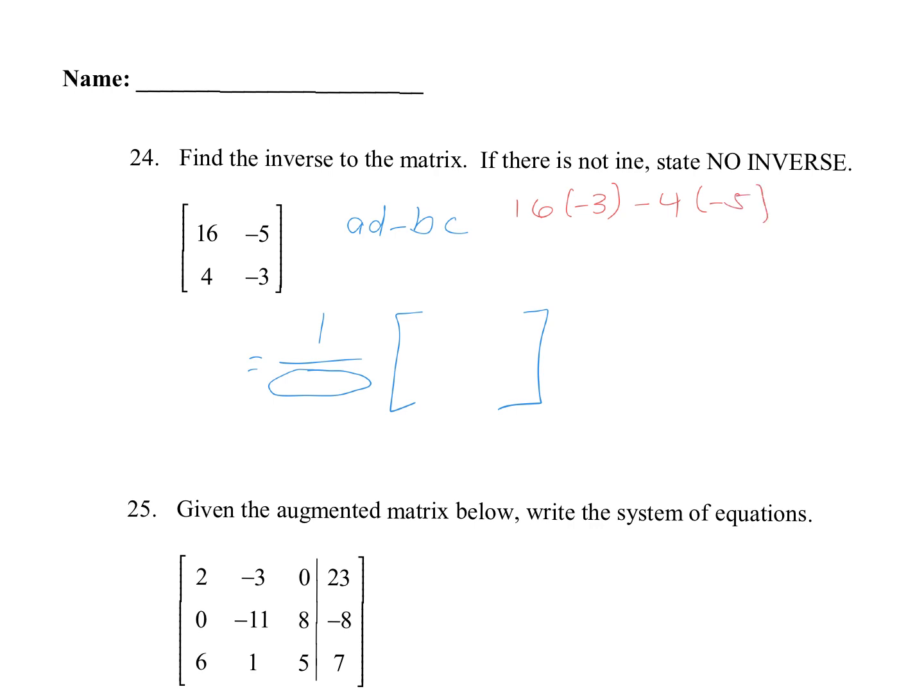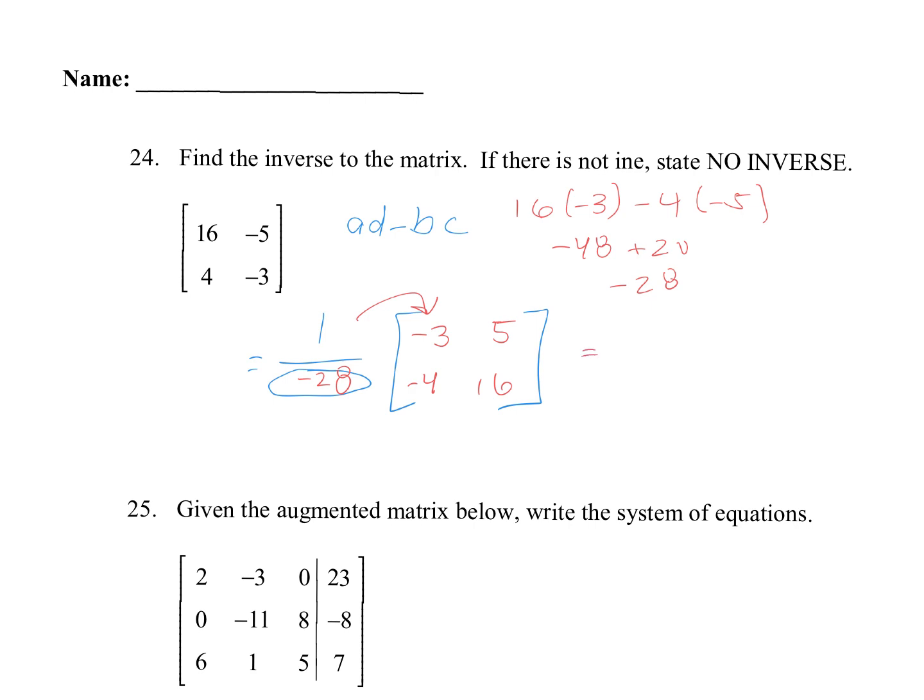So calculators, please. 16 and negative 3 is negative 48. Yes. So negative 48 plus 20 is going to give me what number? Negative 28. So down here is going to go negative 28. Now, how do we set up to find the inverse? You're going to switch the places of A and D. So negative 3 comes up here. 16 goes down here. Then you negate the signs of B and C. So positive 4 becomes negative, and negative 5 becomes positive. Everybody with me? Yes. And then we just distribute.